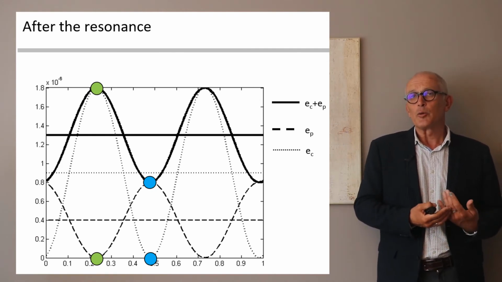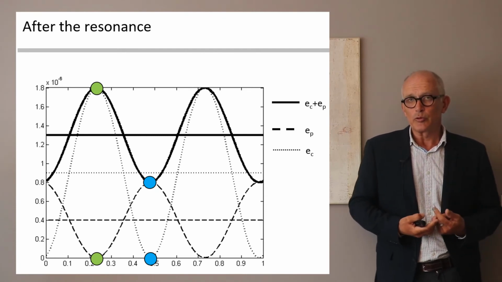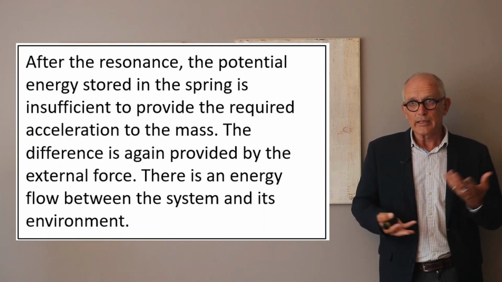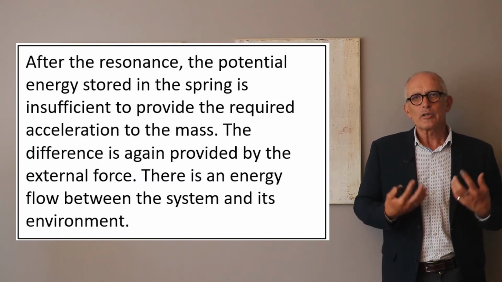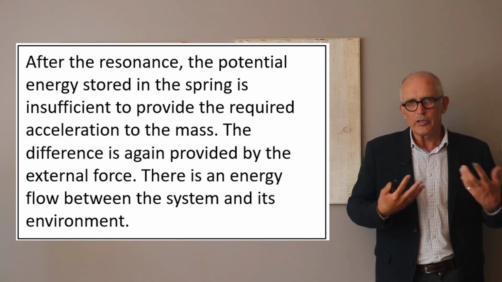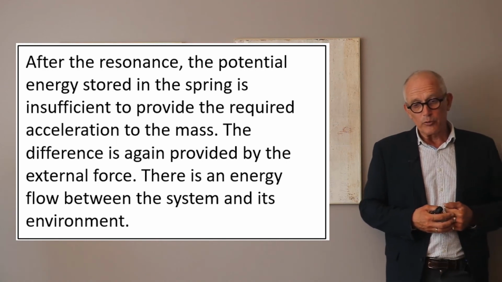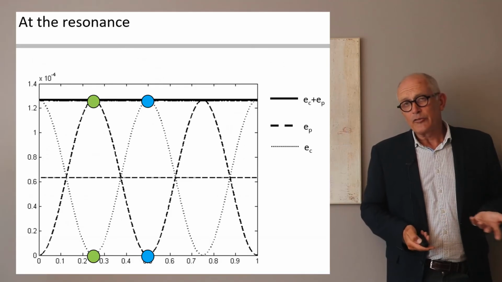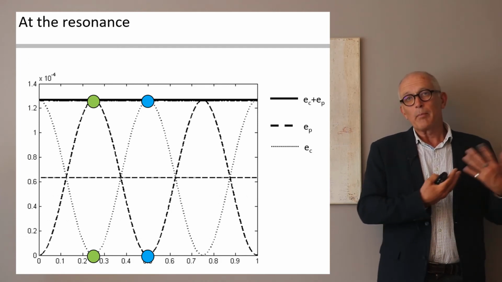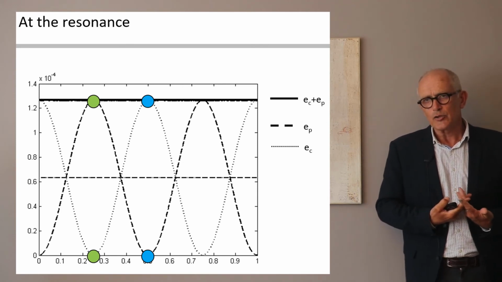You see now that the maximum kinetic energy is larger than the maximum potential energy, and so once again, to handle that difference, there is a power flux. The external force needs to provide or receive power from the system. And as you may guess, at the resonance we are just at the transition where the maximum kinetic energy is equal to the maximum potential energy.